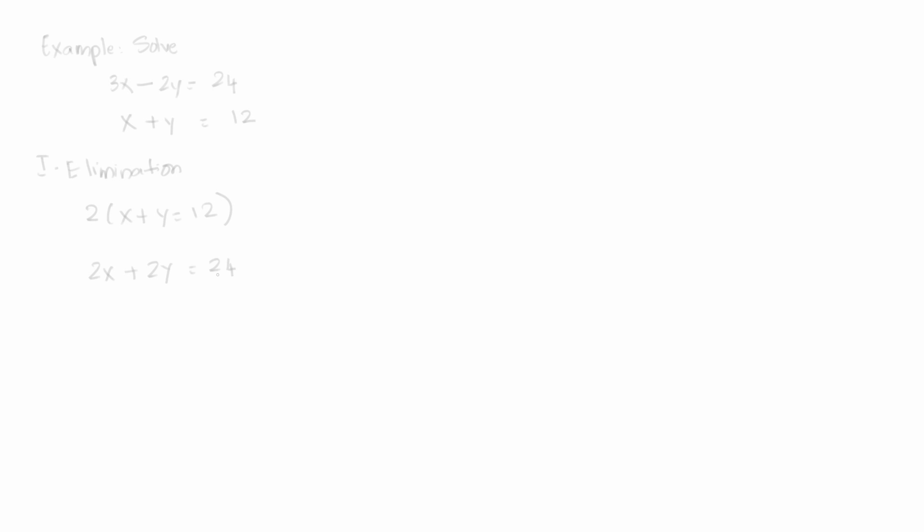Now the first equation is 3x minus 2y equals 24. When I add them directly, I have the y's getting cancelled. I have 5x is equal to 48, which should mean x is 48 over 5. The second step is back substitution.